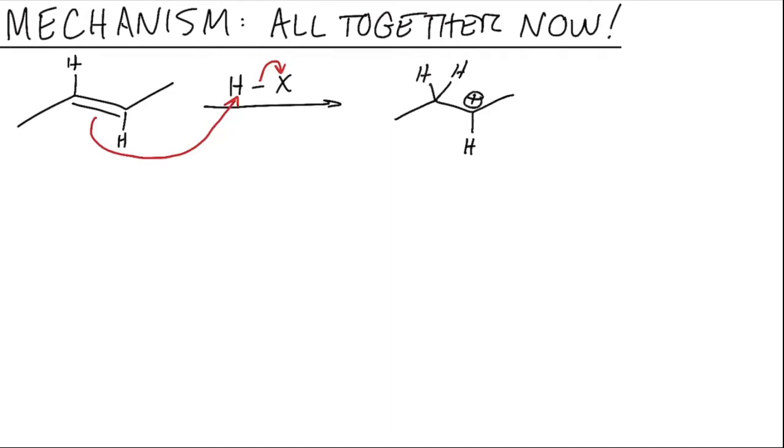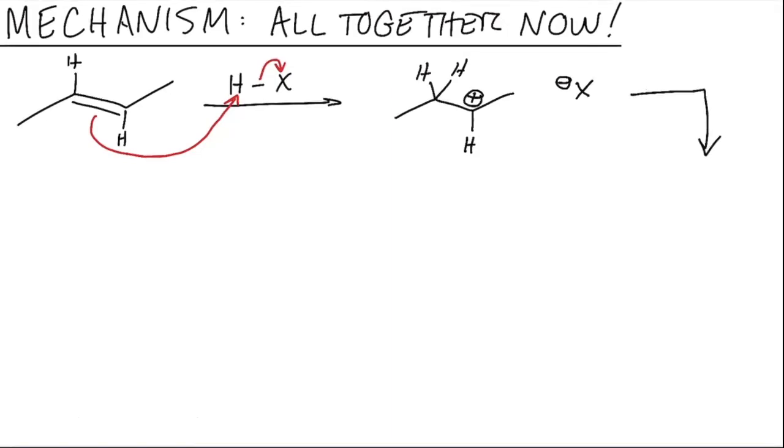Okay, and let us not forget that we also have this X minus hanging around after the end of that first step, and we formed our intermediates. And then in our second step, we can use our newly formed nucleophile to reach out and attack at our electrophilic carbon. And that's what forms our new carbon to halogen bond that we see formed in our product.